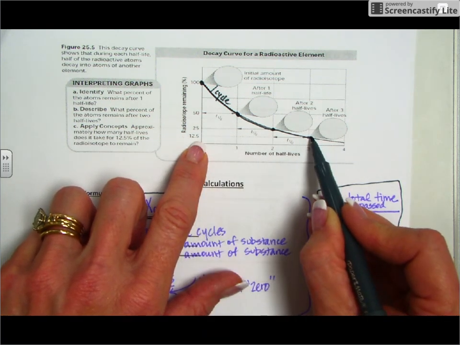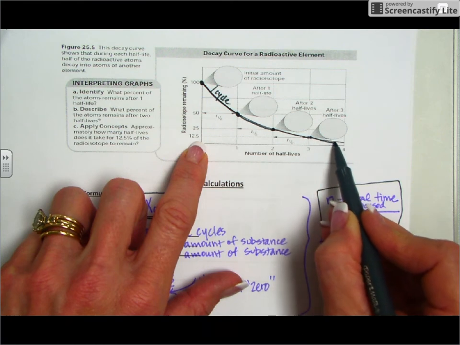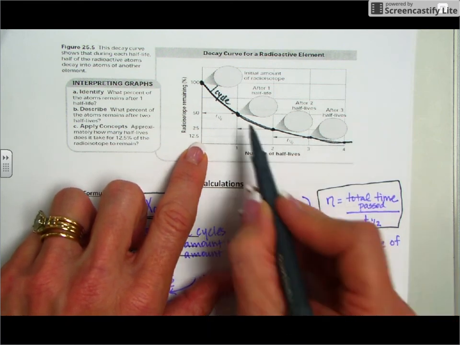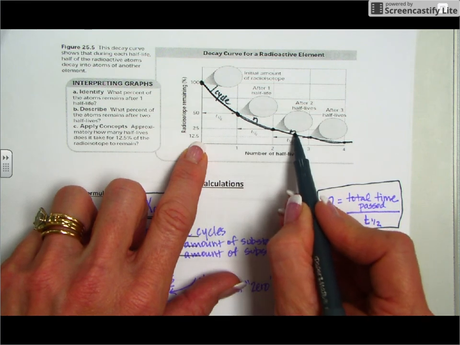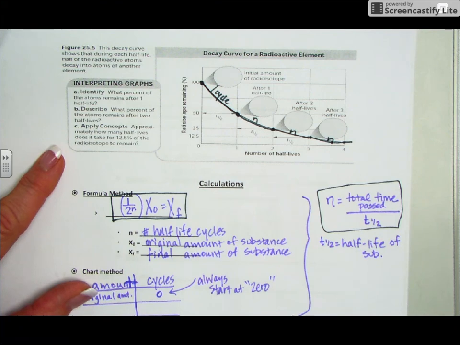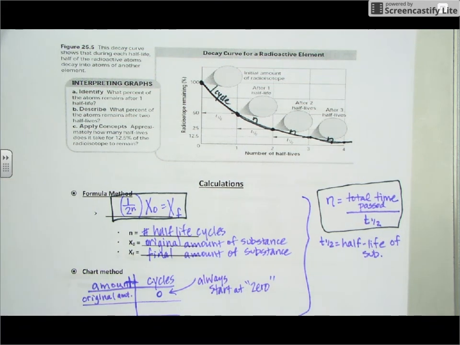And then 12.5 divided by 2 will give you 6.25. That will be another cycle. So this is a cycle, this is a cycle, this is a cycle. So basically a cycle is representing how many times it's actually cut itself in half.